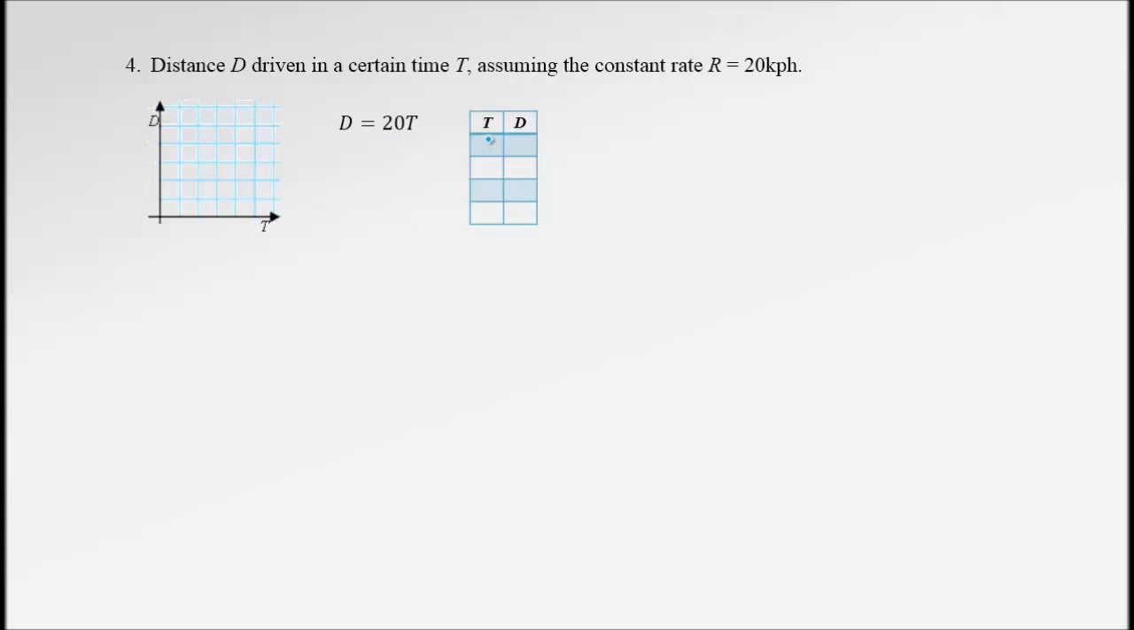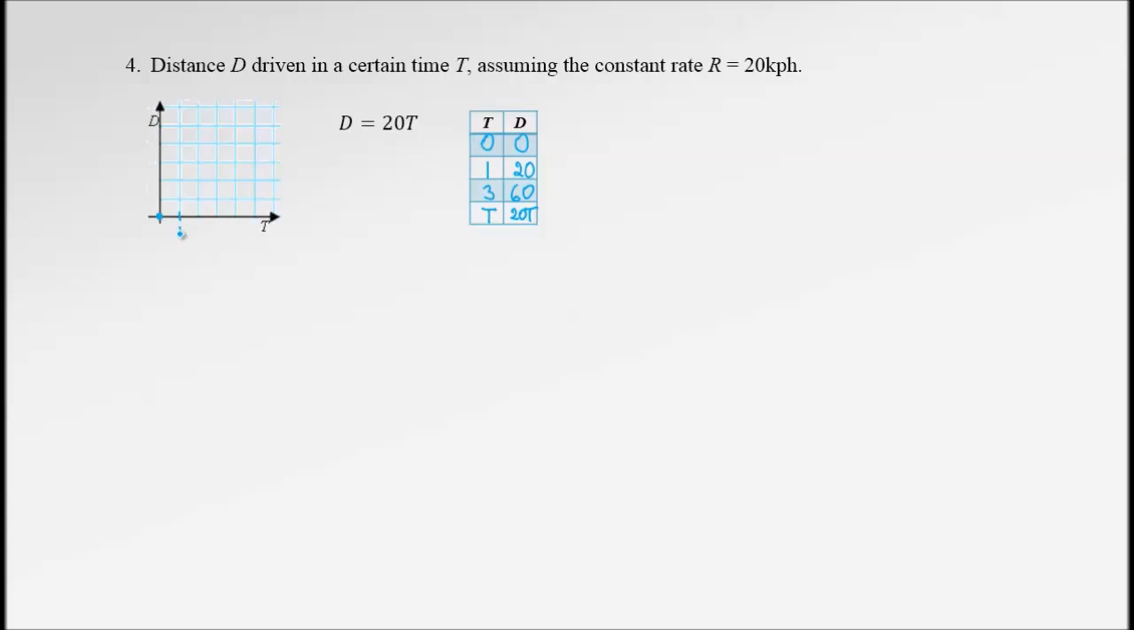Let's do it. If t is 0, then the distance driven in no time is also 0. If t is 1, then the distance driven is 20 times 1, so it's 20. If t is, let's say, 3, then the distance driven is 60. And generally, if t is t, then the distance driven is 20t. That's our formula. Let's plot the first 3 points.